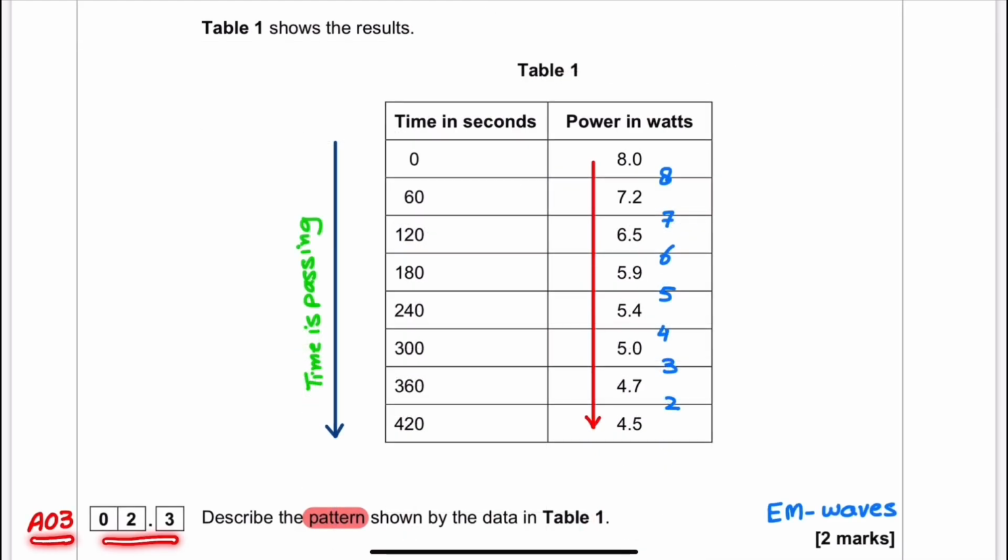2.3 is an AO3 question. Describe the pattern shown by the data in table number 1. And this question is again from the topic of electromagnetic waves. We can see here from the table number 1, as the time is passing, the power of the infrared radiation is decreasing. And the change in time is given here for every 60 seconds.